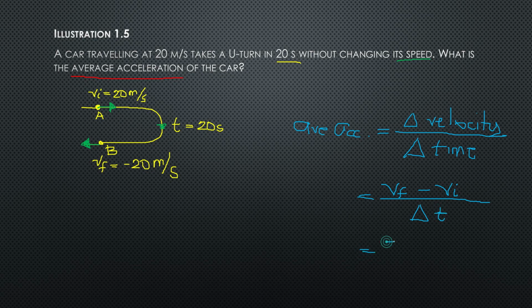So this will become negative 20 meters per second minus the initial, which is positive 20, so minus 20, all over 20 seconds. So this becomes negative 40 over 20, so negative 2 meters per second squared. Take note that the negative sign indicates the average acceleration is towards the left during the time interval given. So this will be the final answer.